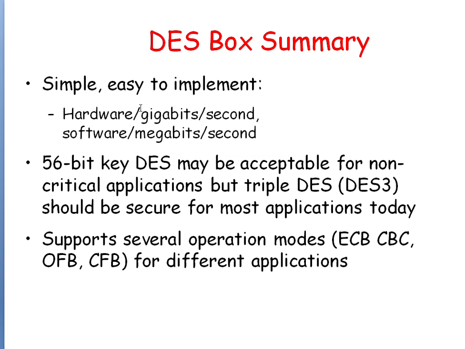DES is simple and easy to implement in hardware at gigabits per second and in software at megabits per second level. A 56-bit key DES may be acceptable for non-critical applications, but triple DES, or 3DES, should be secure for most applications today. It also supports several modes: ECB, CBC, OFB, and CFB for different applications. ECB is electronic code book, CBC is cipher block chaining, OFB is output feedback mode, and CFB is cipher feedback mode. These are the modes of operation of DES.